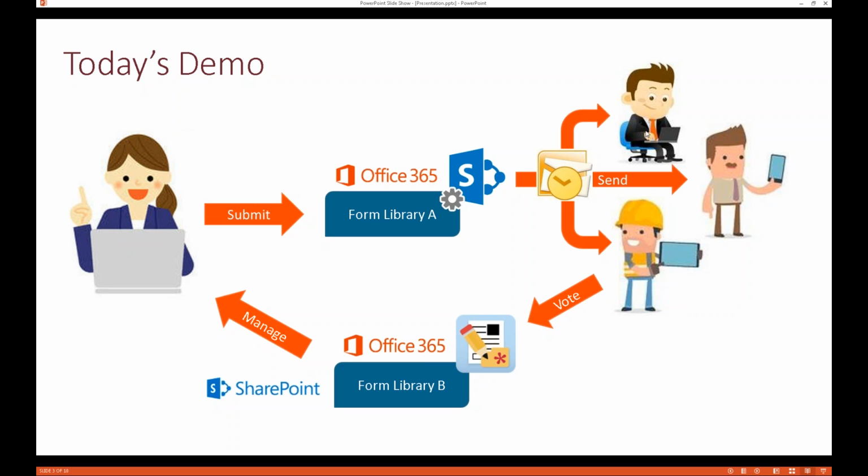These users can then open the form from a laptop or a desktop, from a mobile phone or an iPad when they're out and about. You could also call them the external users. They vote, they either click approve or reject, and the forms get sent via Forms Viewer to Form Library B, which is also in Office 365. It's the second form library where the approvals are stored. And so the admin will be able to manage and see how many approved, how many rejected.